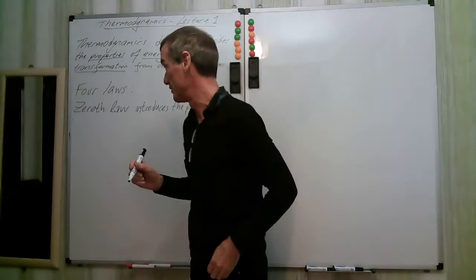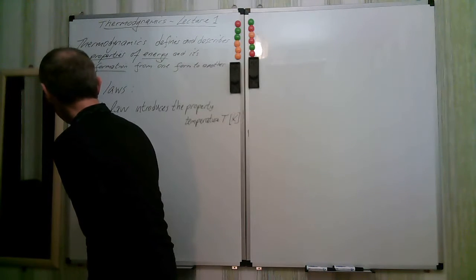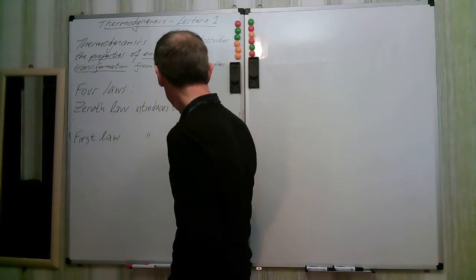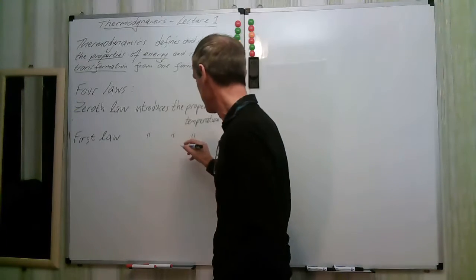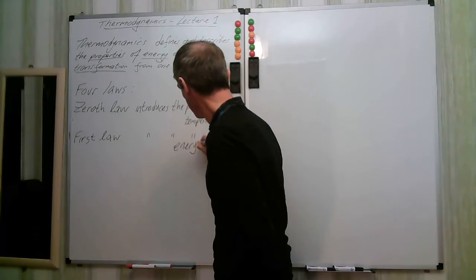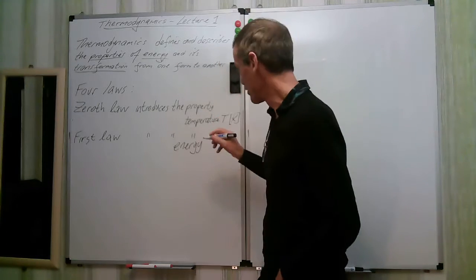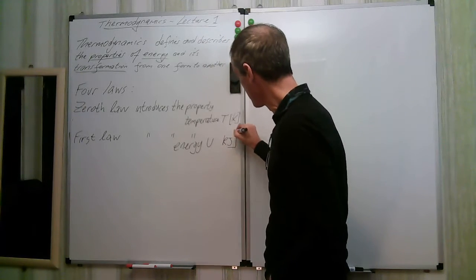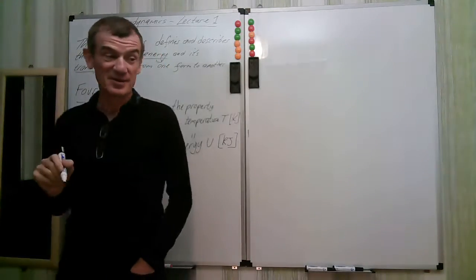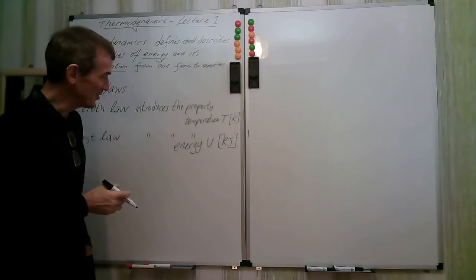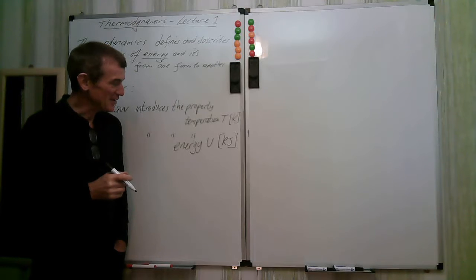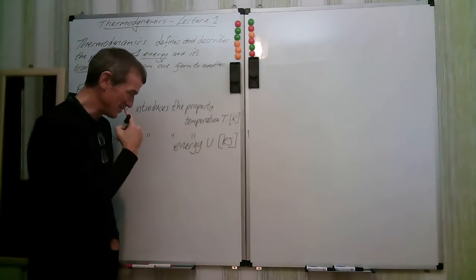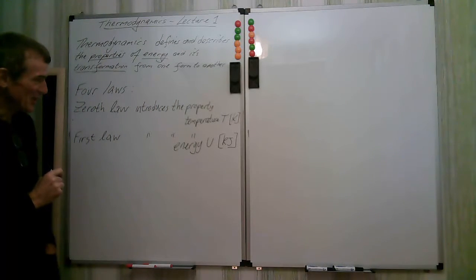The next one is the first law, the first law of thermodynamics. Now, this one introduces the property energy. The symbol U I'm going to use for that, and the units I'm going to be measuring it with are kilojoules. Essentially joules, of course, the SI unit. A joule is quite small, so we're going to use kilojoules on this course. So I'll generally have kilojoules in front of energy.